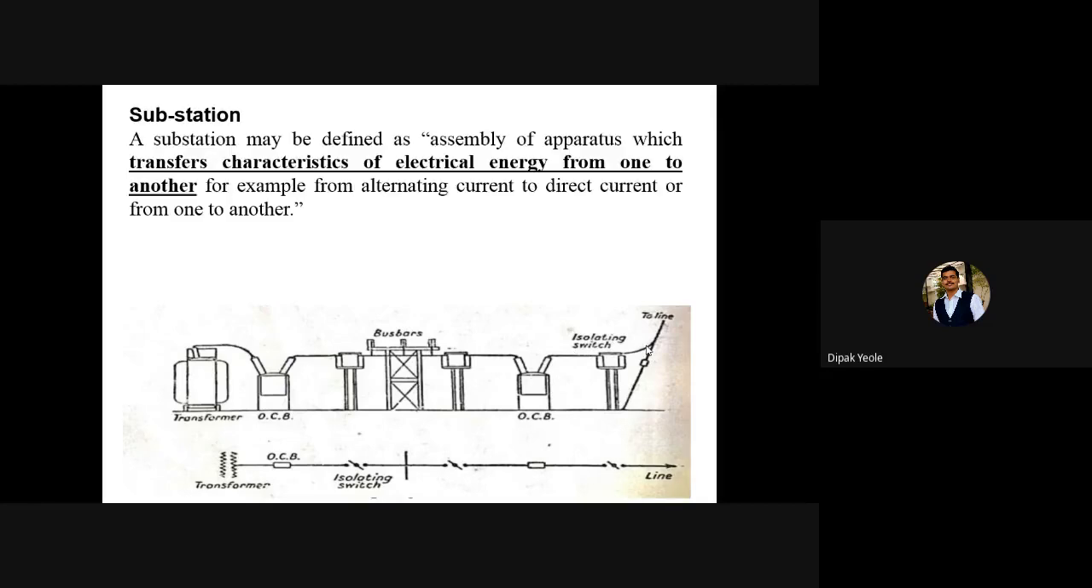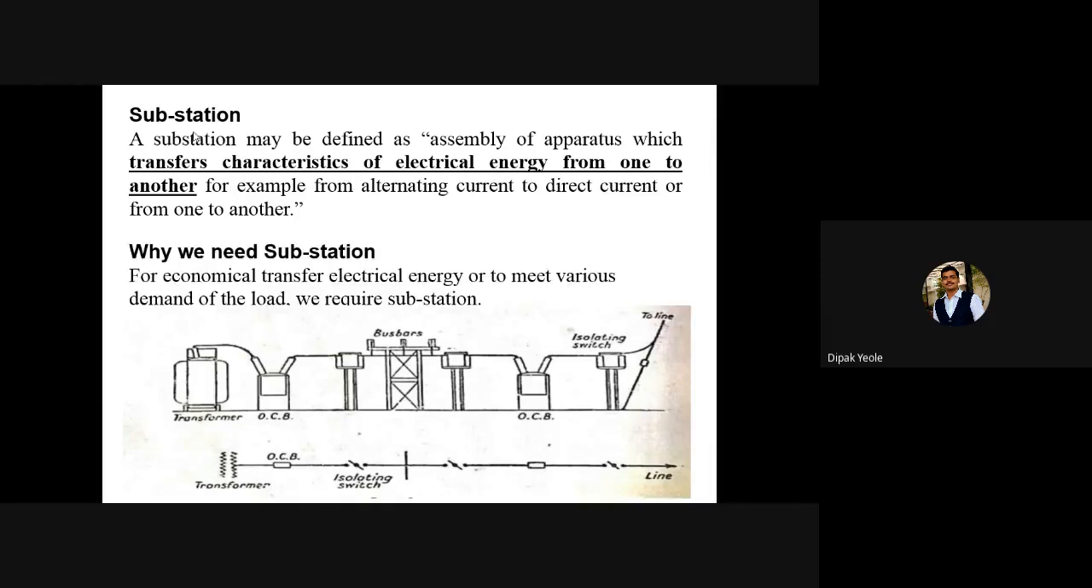Now, what is a substation? The conventional definition is: it is an assembly of electrical apparatus which transfers the characteristic of electrical energy from one to another. Either we have to change the voltage, or change from alternating current to direct current, or from direct current to alternating current. For that we need the assembly, and it forms a substation.